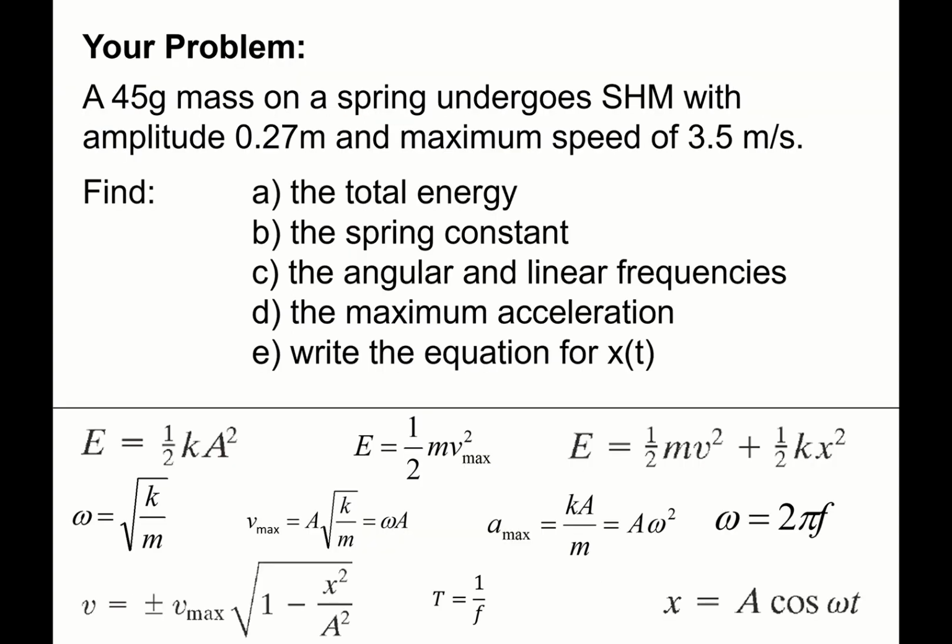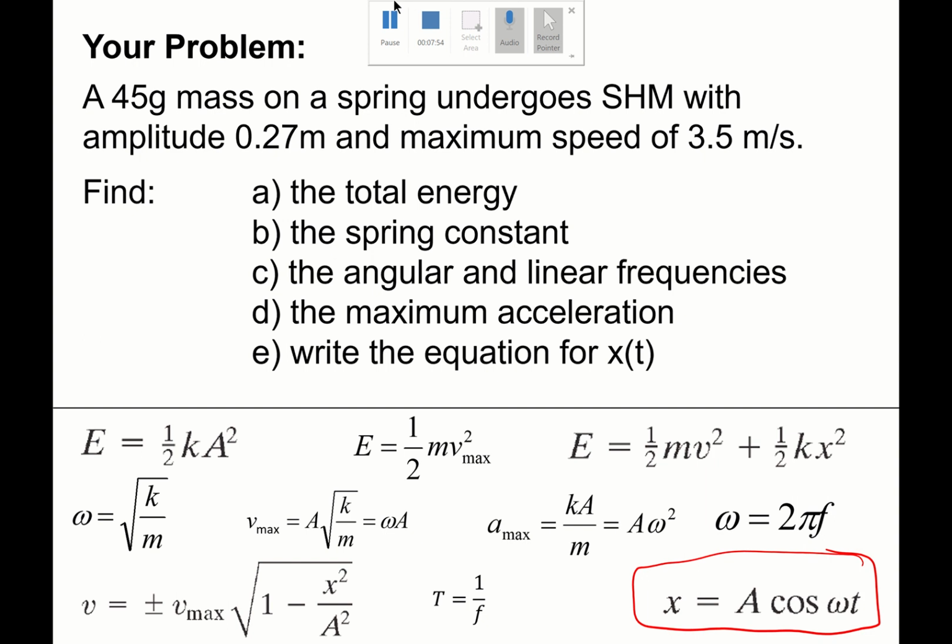So your problem is going to be to use all of those equations, which I've summarized here at the bottom, to figure out the total energy, the spring constant, the angular and linear frequency, so that's omega and f, the maximum acceleration, and then write the equation for x of t. So x is equal to A cosine omega t. Once you know your A and your omega, you're going to put it in and give an equation for x like we had for the previous problem. And remember, the mass is given in grams. You need to convert that into kilograms to get the correct answer.